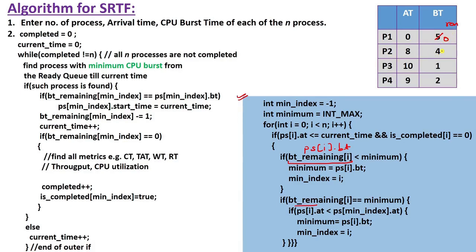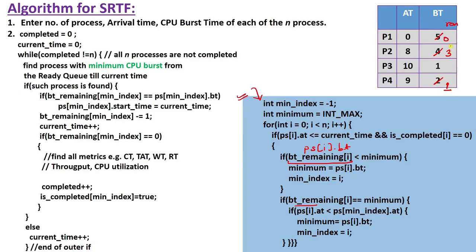Let's say P2 gets 1 unit only and its remaining array has 3. Let's say P4 has 1. So when we are coming here and we want to select the process with the minimum CPU burst time, we will not be seeing this 5412, we will be seeing 0311, right?